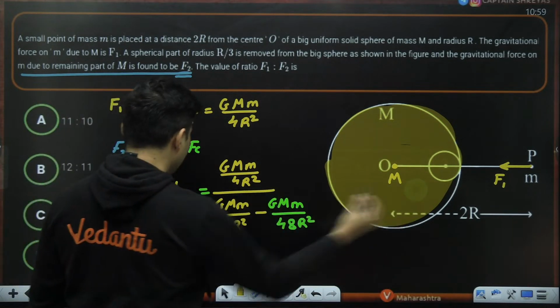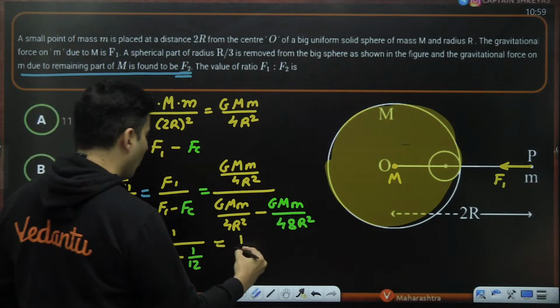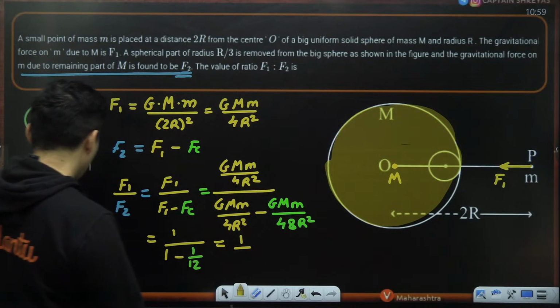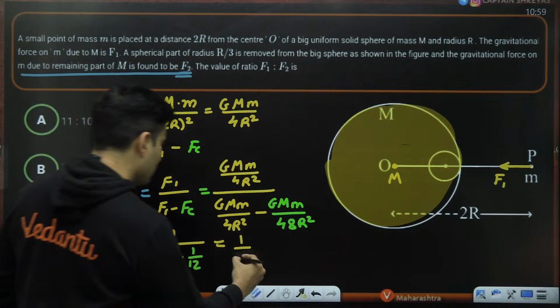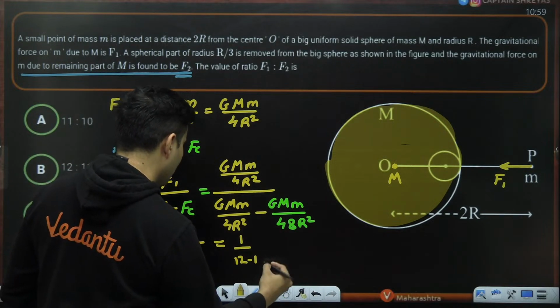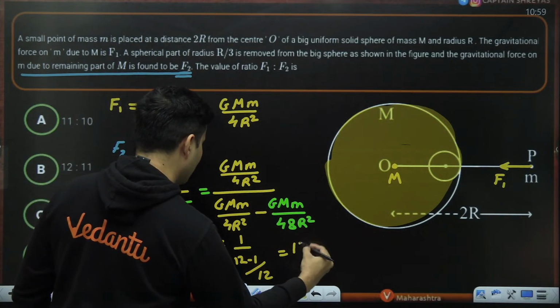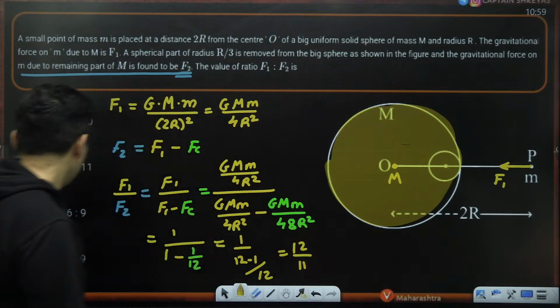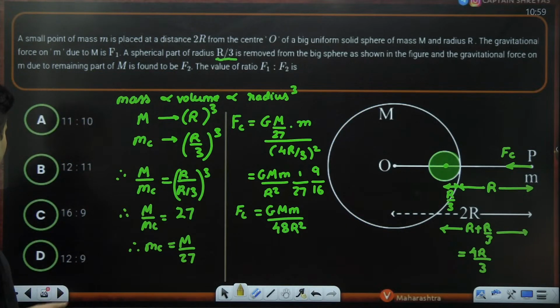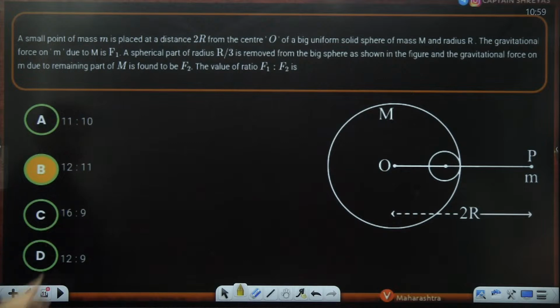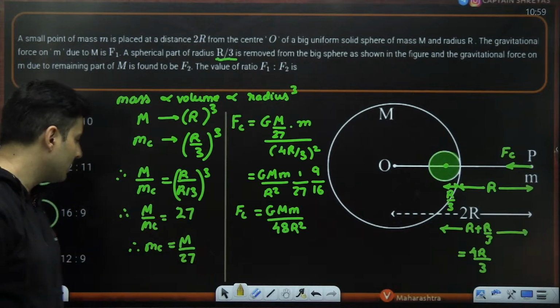So how much is that particular answer going to be? 1 divided by 1 minus 1 by 12, so 12 minus 1, the whole thing divided by 12. So it will be 12 on the top and 11 over here. So 12 by 11, guys, that is nothing but your option B.